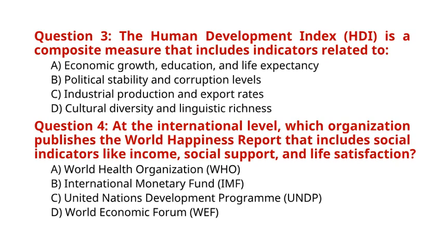Question 4. At the international level, which organization publishes the World Happiness Report that includes social indicators like income, social support, and life satisfaction? A. World Health Organization, WHO. B. International Monetary Fund, IMF. C. United Nations Development Programme, UNDP. D. World Economic Forum, WEF. The correct answer to question 4 is option C. United Nations Development Programme, UNDP.